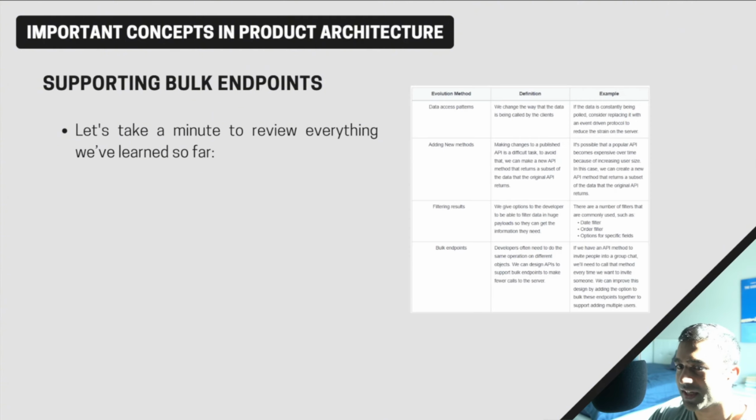And let's take a minute to review everything we've learned so far. So we have data access patterns, where we change the way data is being called by the client, and then we have adding new methods. Making changes to a published API is a difficult task. To avoid that, we can make a new API method that returns a subset of the data that the original API returns.